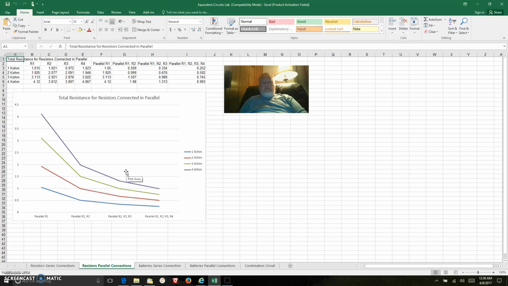But the equivalent resistance relationship here is 1 over R equivalent is equal to 1 over R1 plus 1 over R2 plus 1 over R3, and continuing on forever.